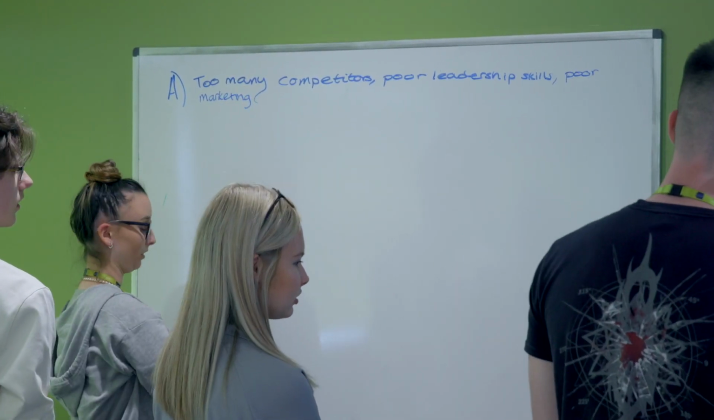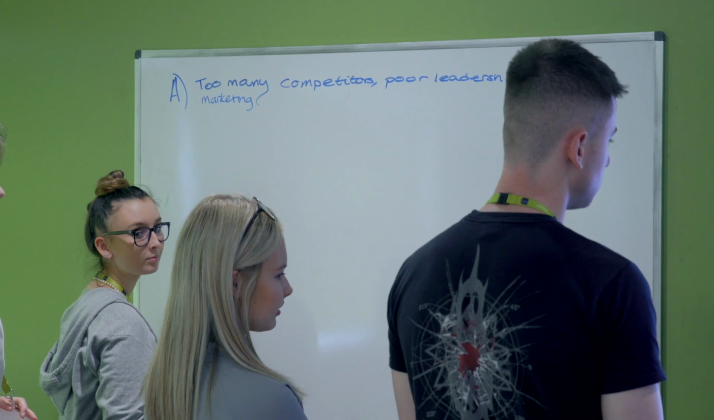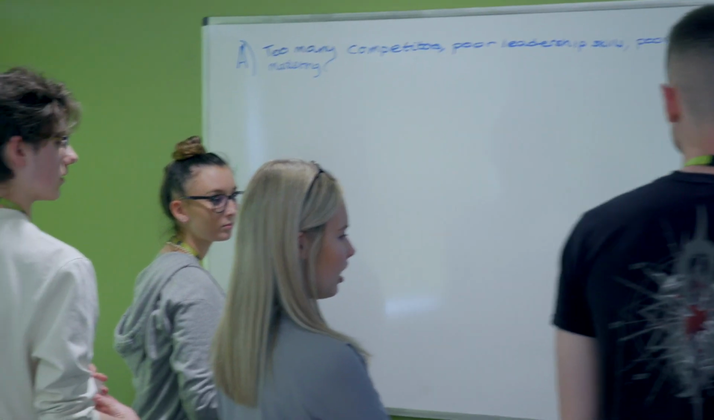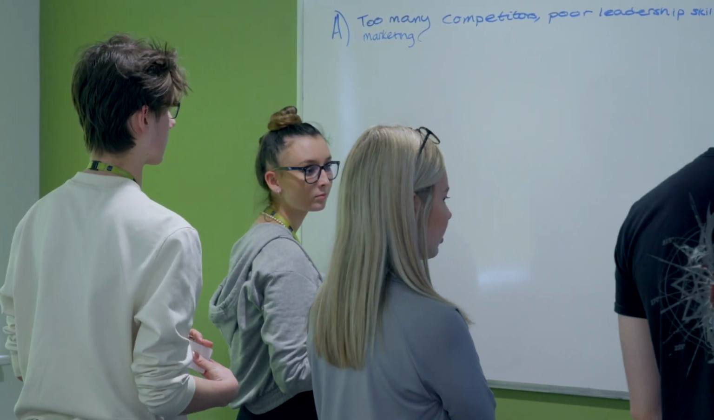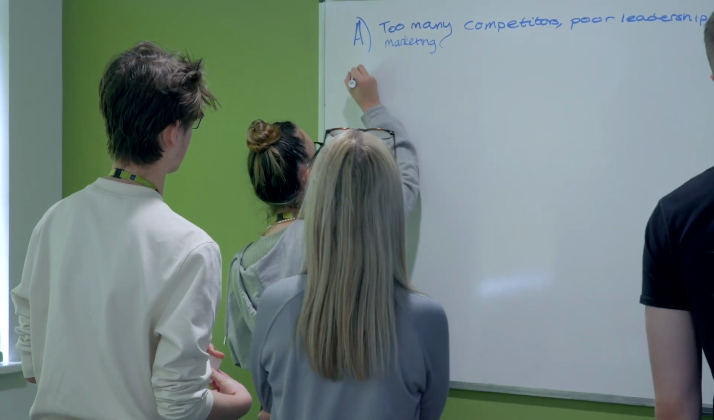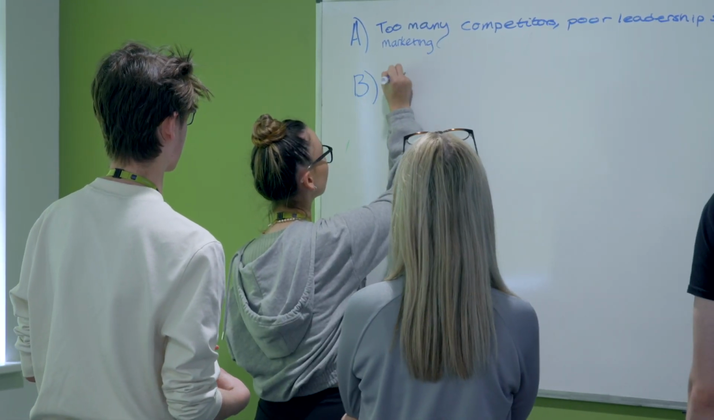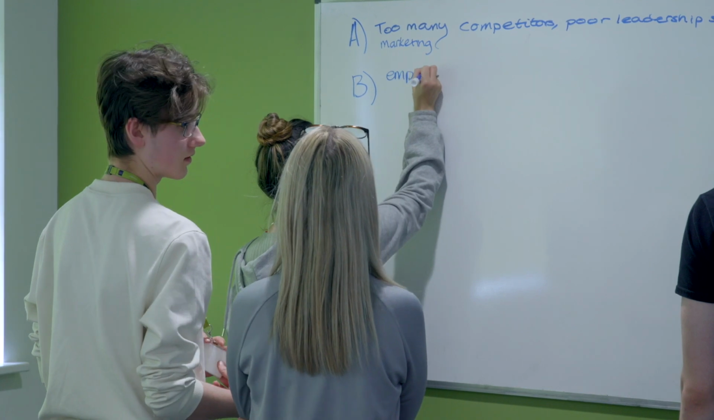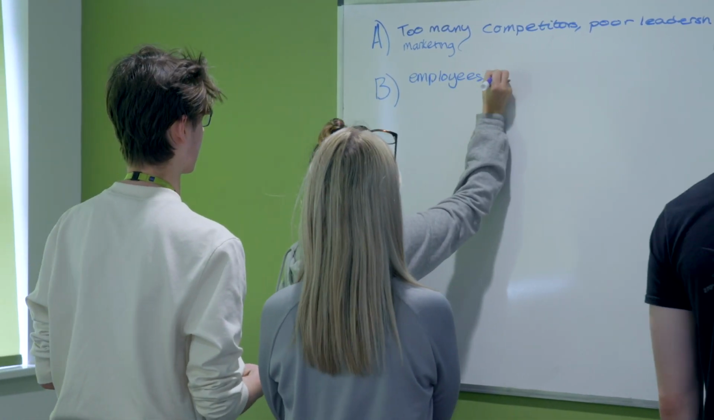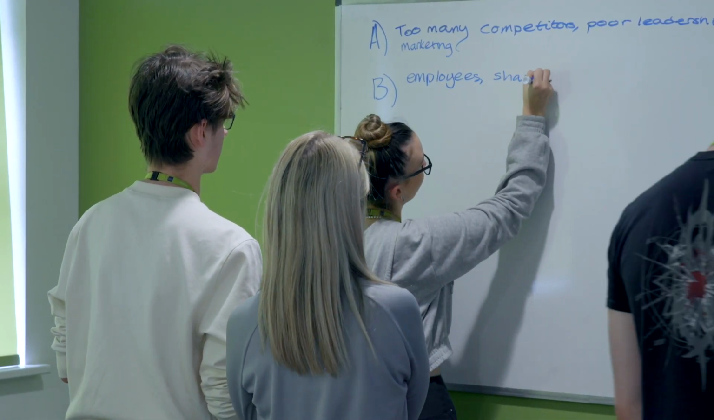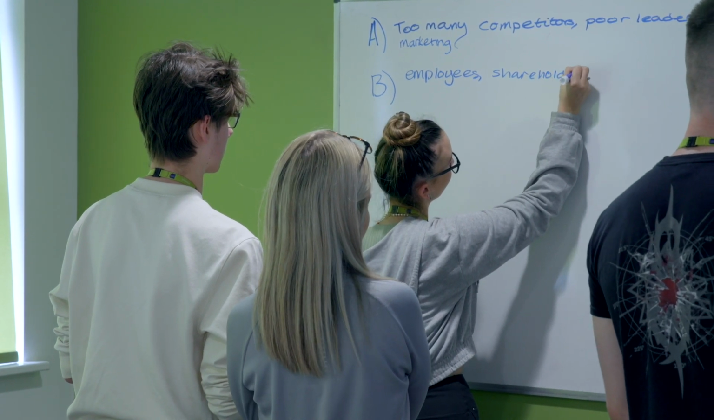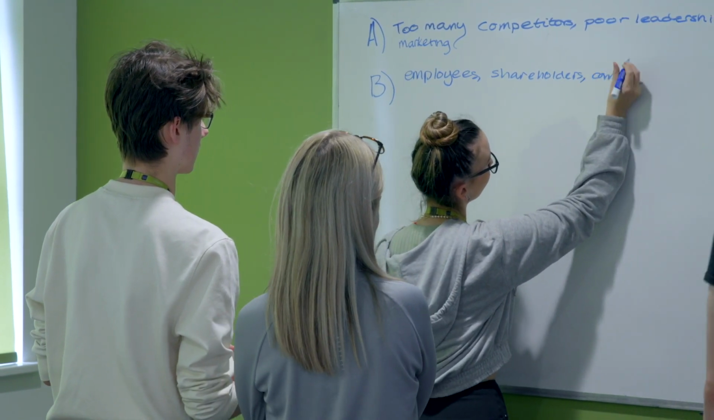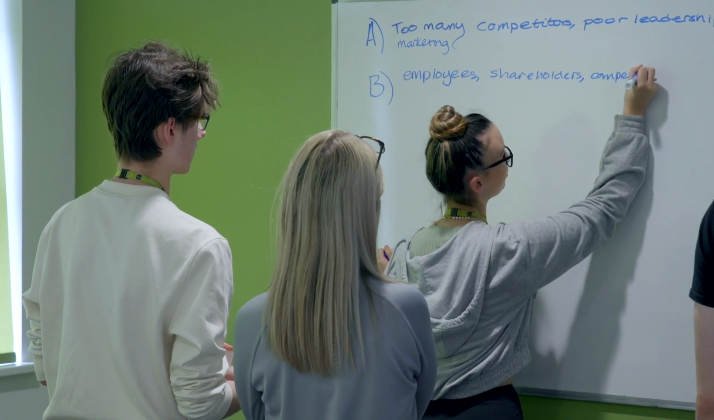What's the second question? Stakeholders affected by business failure. You've got the employees straight away. Shareholders as well. Yeah. Employees, shareholders. Again, competitors. Yeah, competitors. Well, the business owners as well.